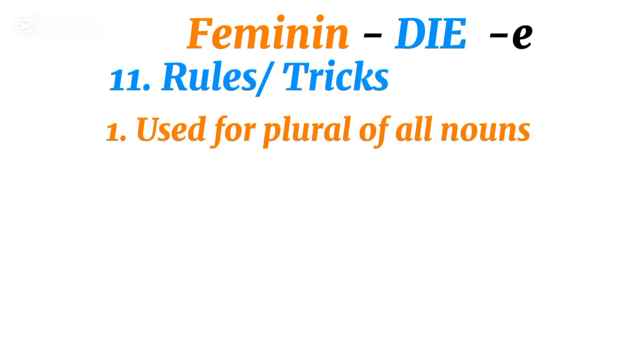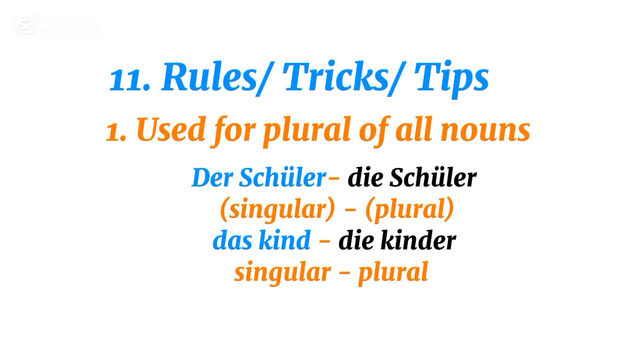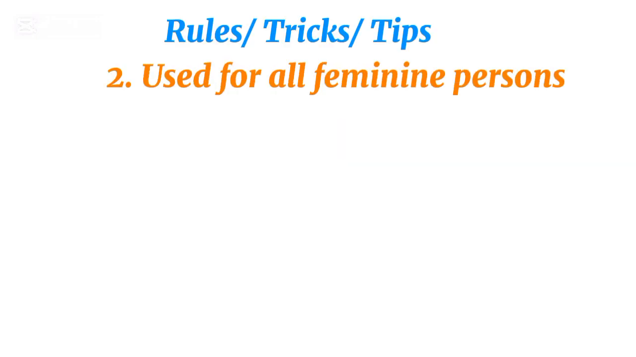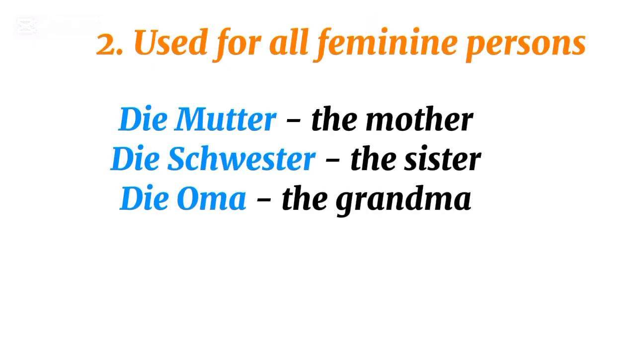Rule number 1. All plurals take a die. May it be a der, a das, all of the nouns, they take a die article. Rule number 2. All female persons in the family are given a die article. You will look at that person and identify if the person has features related to female, for instance, big hips, breast, and other things that are related to female, okay? For example, we have die Mutter, die Schwester, die Tante, all feminine, they are given a die article.